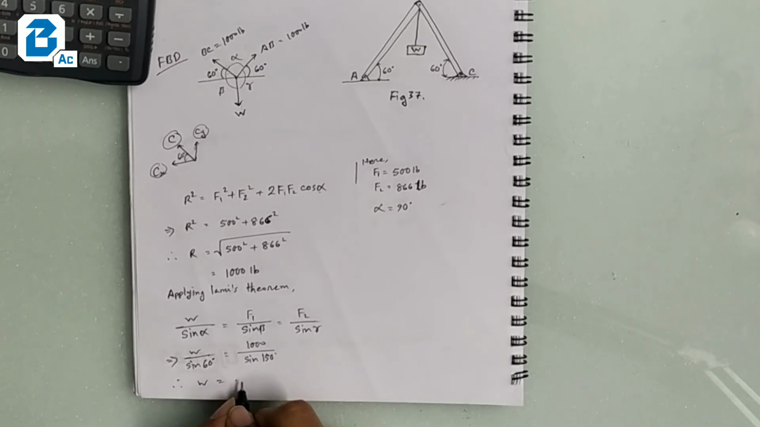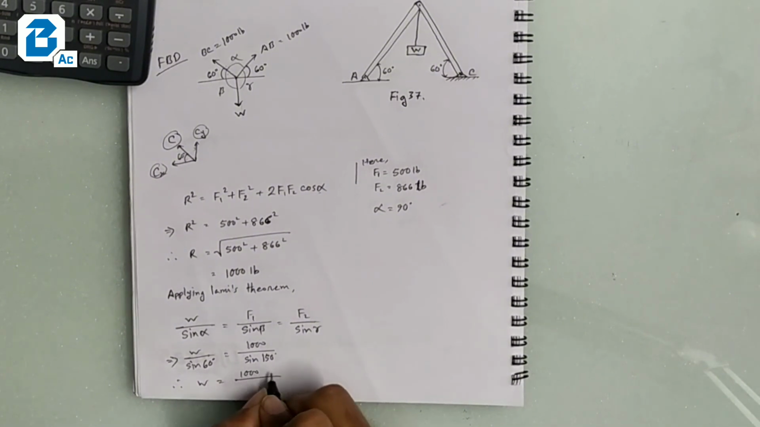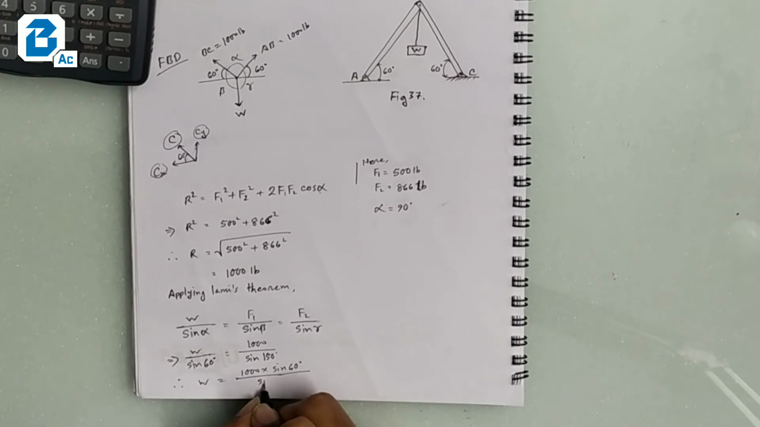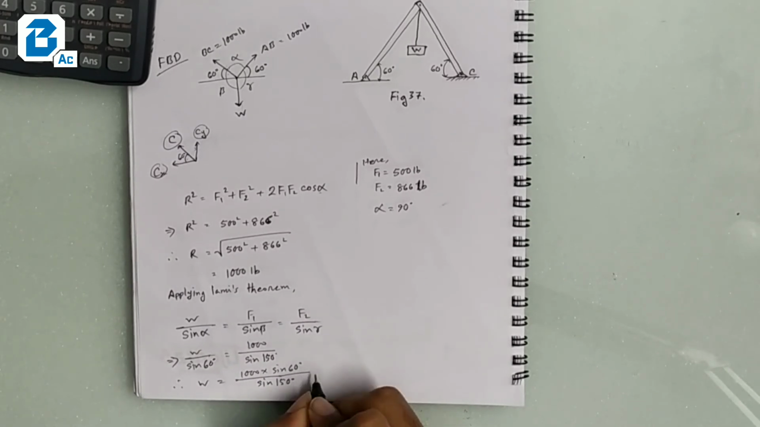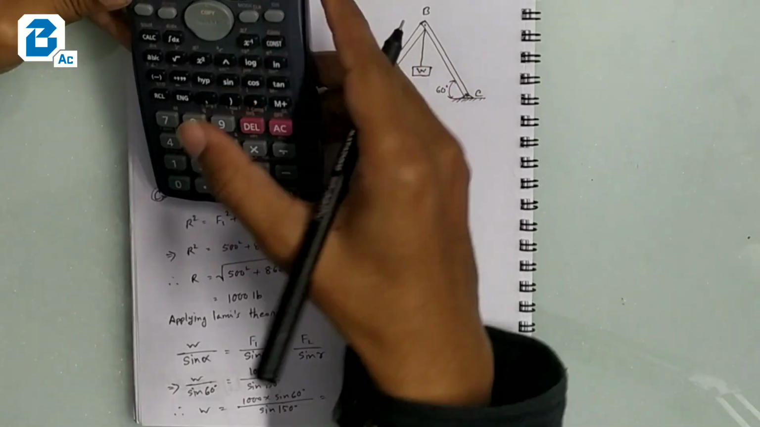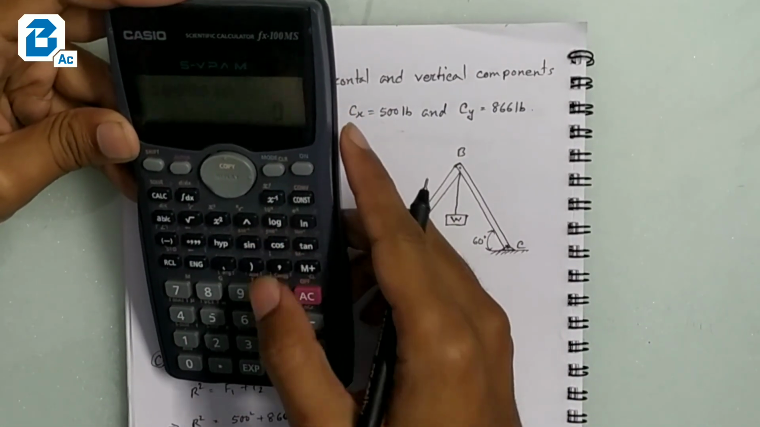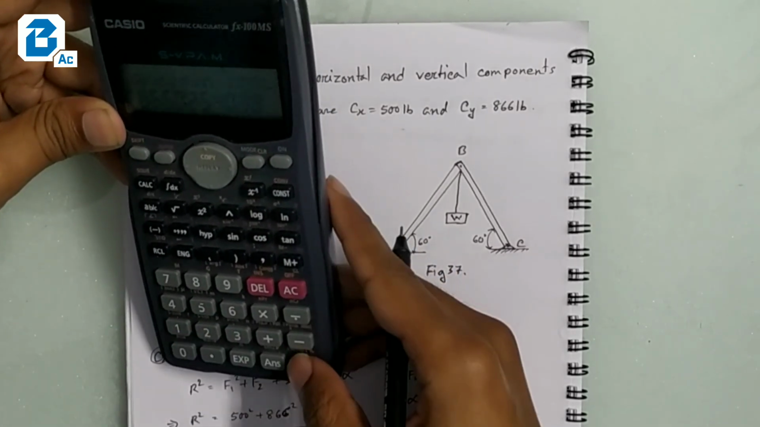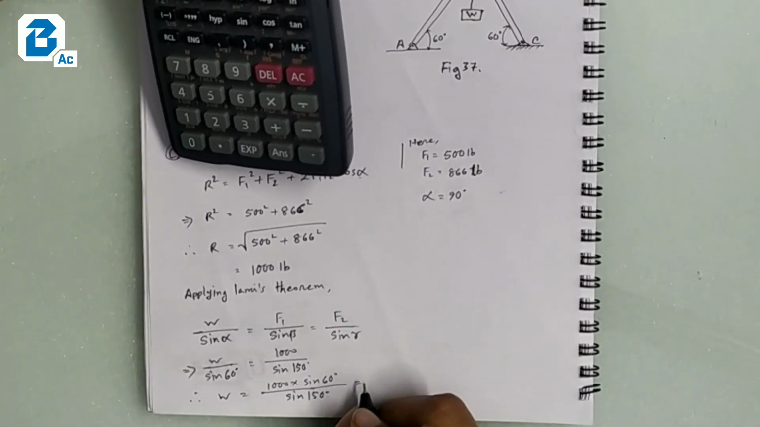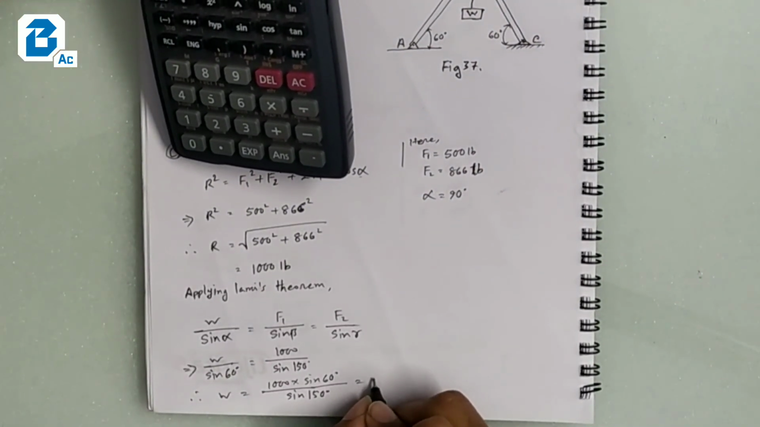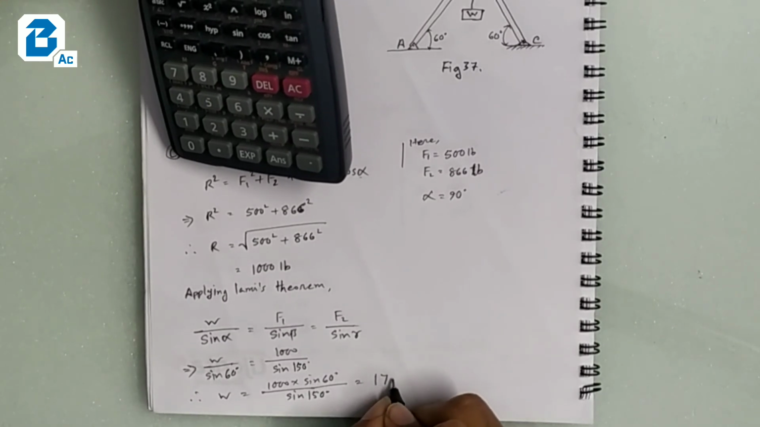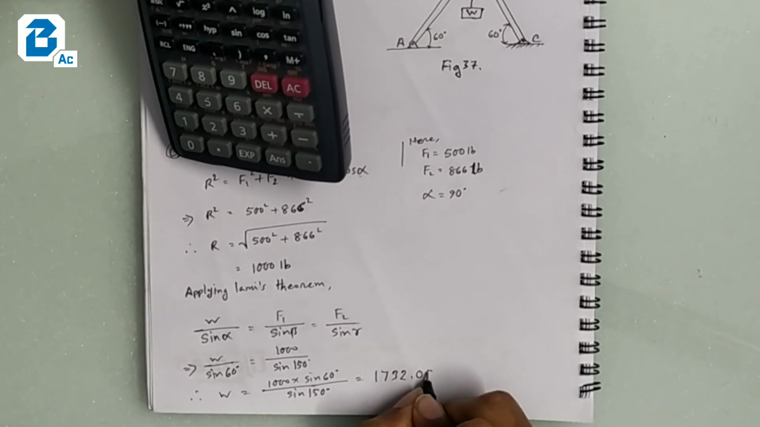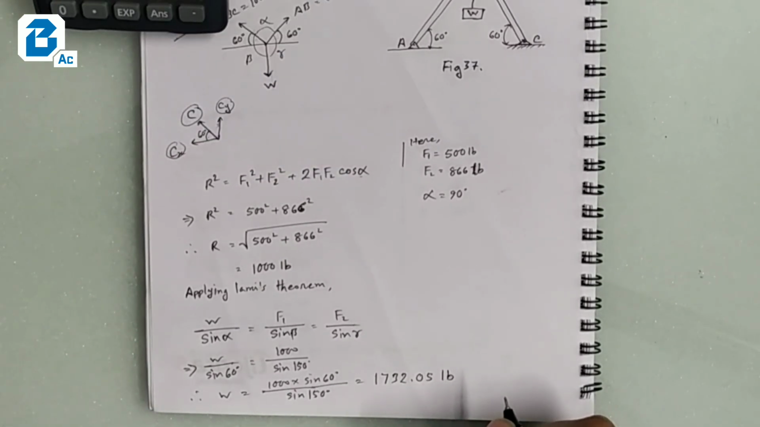By writing it this way, we get 1000 into sine 60 degree divided by sine 150 degree, and if we calculate it, sine 60 divided by sine 150. So the value of W is 1732.05 pound. So this will be the answer.